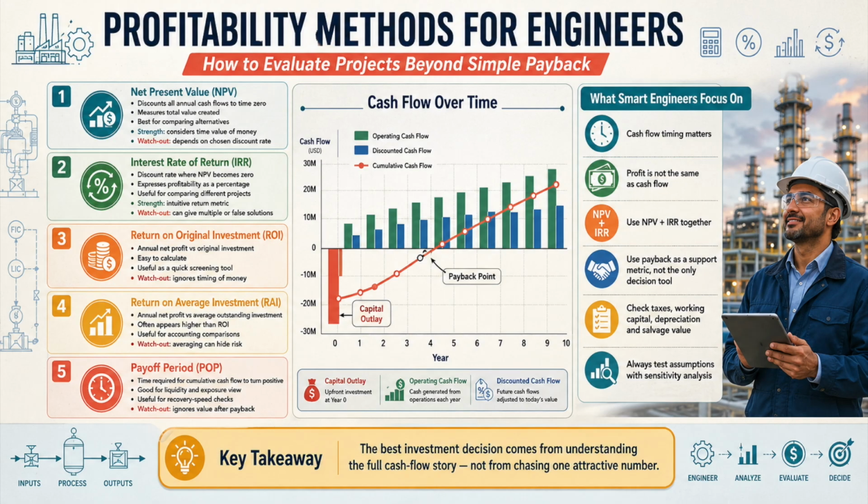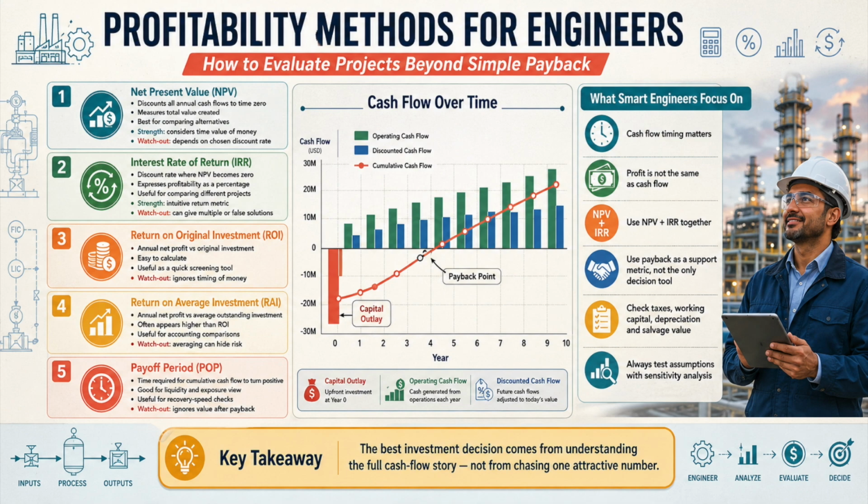Their timing matters. 1 million spent today is not economically equivalent to 1 million spent 6 years from now. Similarly, 1 million received next year is more valuable than 1 million received 10 years later. This is the time value of money, and any method that ignores it can create a misleading picture.